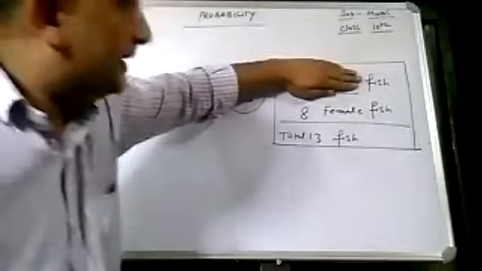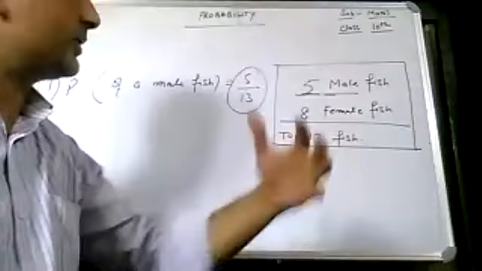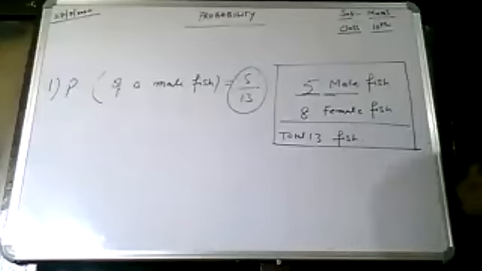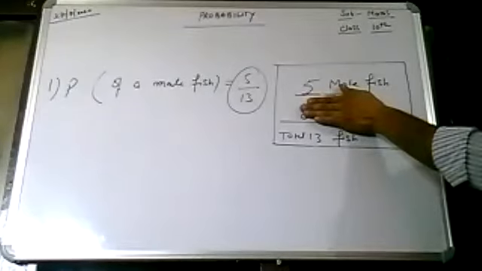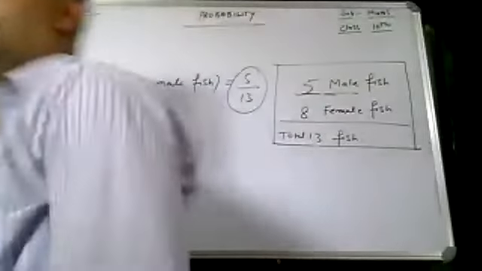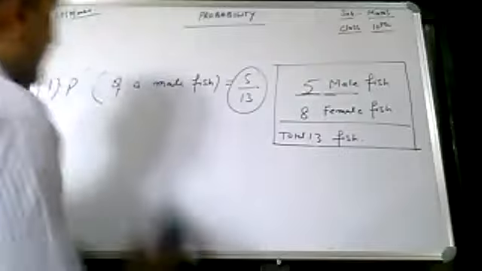5 upon 13. Suppose in this you are asked the probability of a female fish. The answer is 8 by 13. Suppose the question is what is the probability that the fish is not a male? It should not be male. So the answer is 8 by 13. Suppose the question is what is the probability that it is not a female? Then the answer is 5 by 13. Clear? So in probability, be ready for any type of change, any type of question. You should know the concept. Understand it well, the rest will follow.